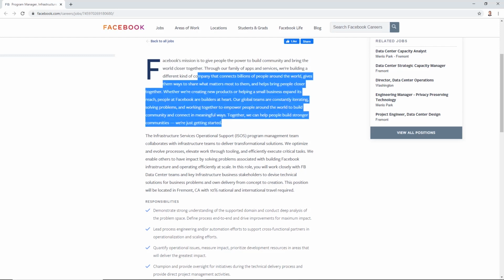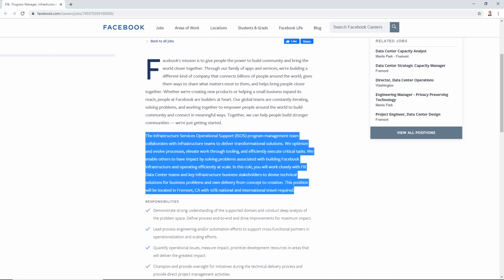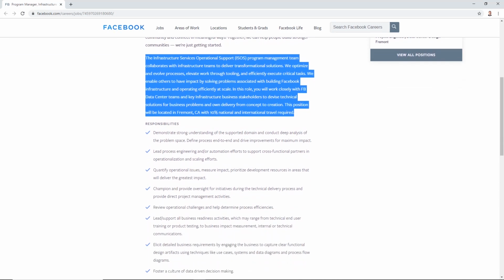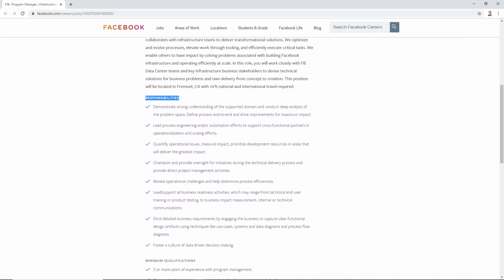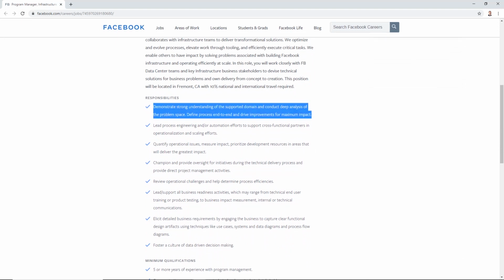Then it goes on with the general description of the company in the opening paragraph. The second paragraph is a bit more specific to the role, and I could get picky and extract some information from here, but I know the good stuff is in the following section. Demonstrate strong understanding of the supported domain and conduct deep analysis of the problem space. So deep analysis can be tested using: tell me about the time when you had to dive deep to understand the root cause of a problem.